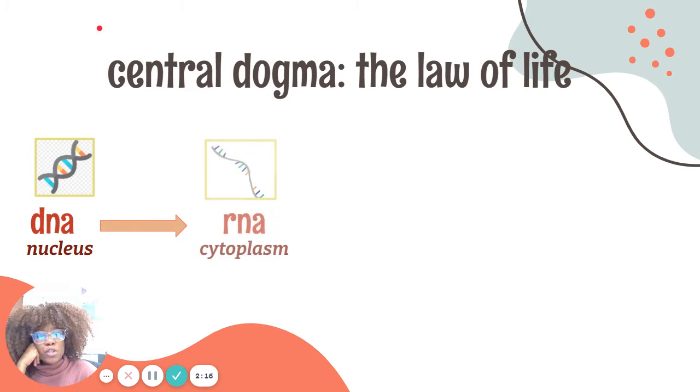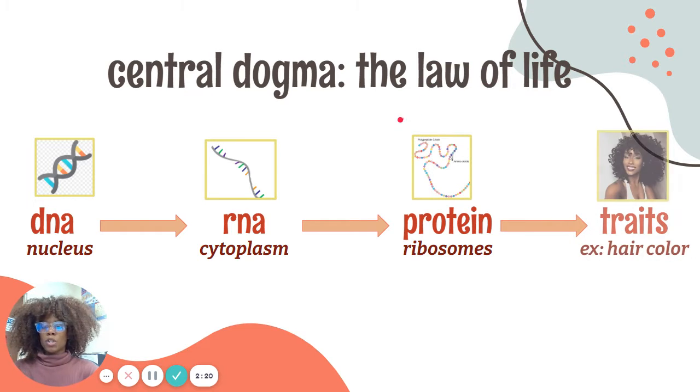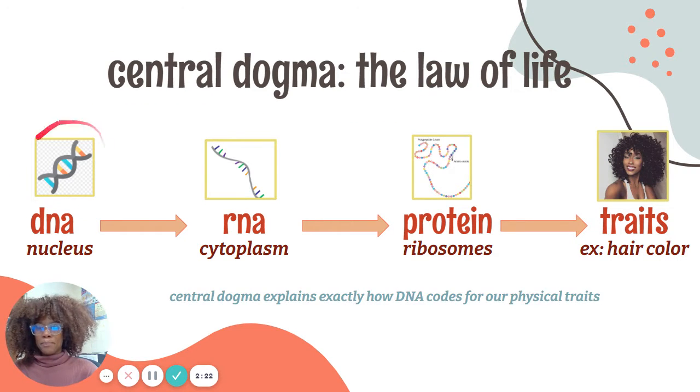I'm sorry. Central dogma is the law of life. All living things go through this process that's called central dogma. DNA looks like this, right? We recognize DNA because it has the two different strands. We know that that picture is DNA. DNA is located in the nucleus.